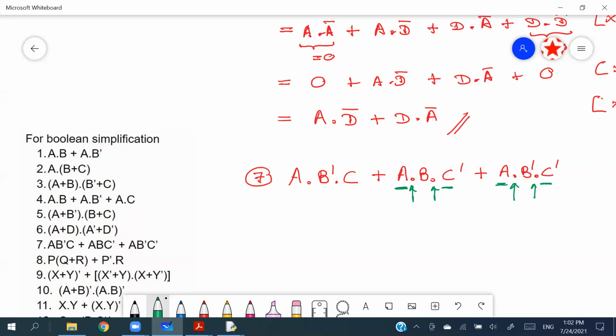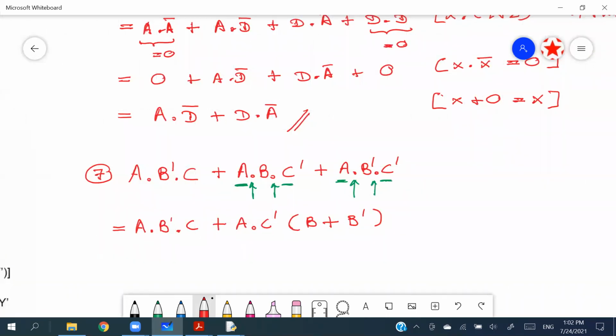So what we are doing here is, I'm just keeping A dot B bar dot C as it is, and plus I'm taking A dot C bar, or C dash, as the common term, then B plus B bar will be in the brackets. The reason is going to be the same: x dot y plus z equals x dot y plus x dot z.